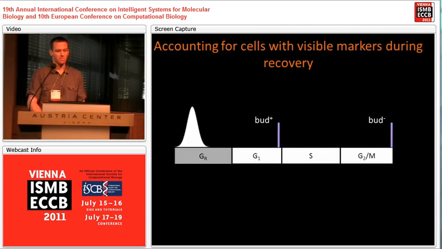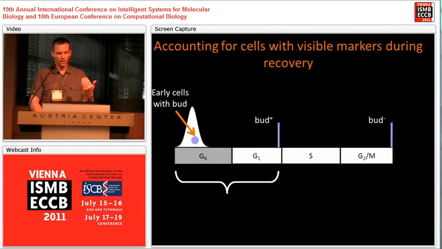So in order to put these cells back in, we say that there's a proportion of cells from the initial population, so in the period from the beginning of recovery to the first point at which you see the marker, that actually have the marker. What this means is that as the population enters the cell cycle, past that first point at which you see the marker, the proportion that we're calling early gets smaller and smaller and eventually becomes negligible. It's just in these early time points that it matters more.